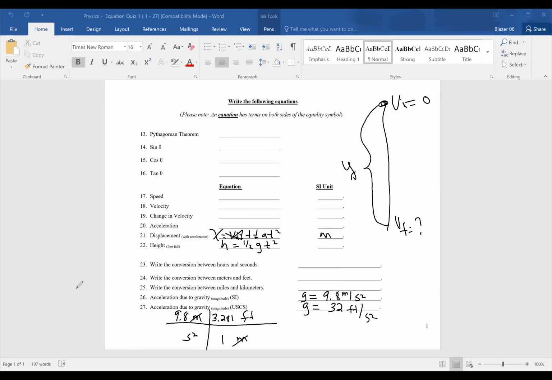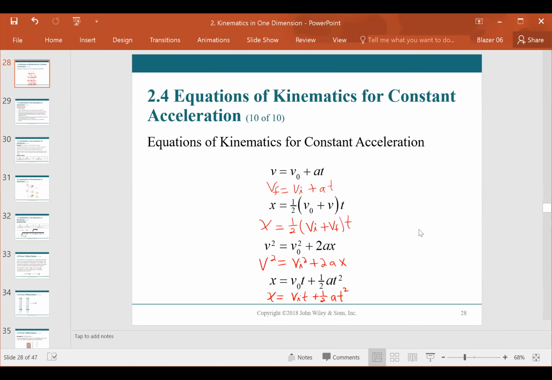Okay, let's go back now to where we were with our PowerPoint presentation. Okay. Now, these are the equations for kinematics along the x-axis. So that means that everywhere I have x now, I can replace that with y. And also, wherever I have a, I can replace that with g. So in your notes now, you can just write that.